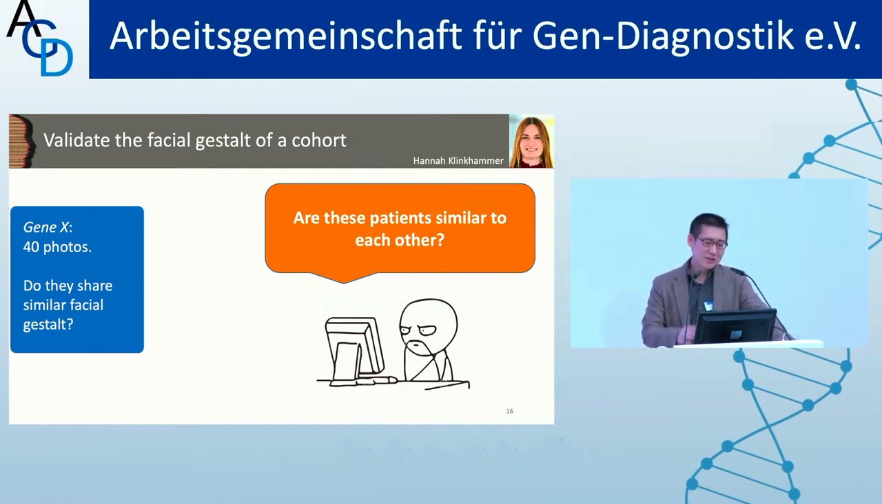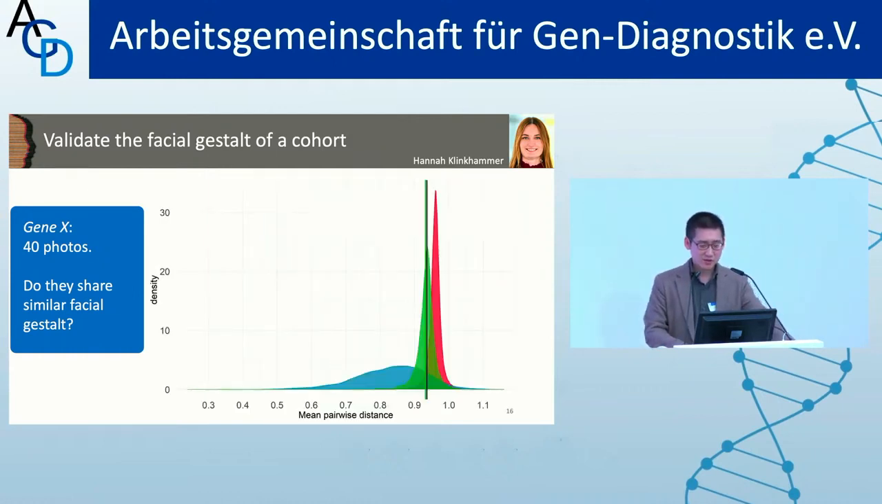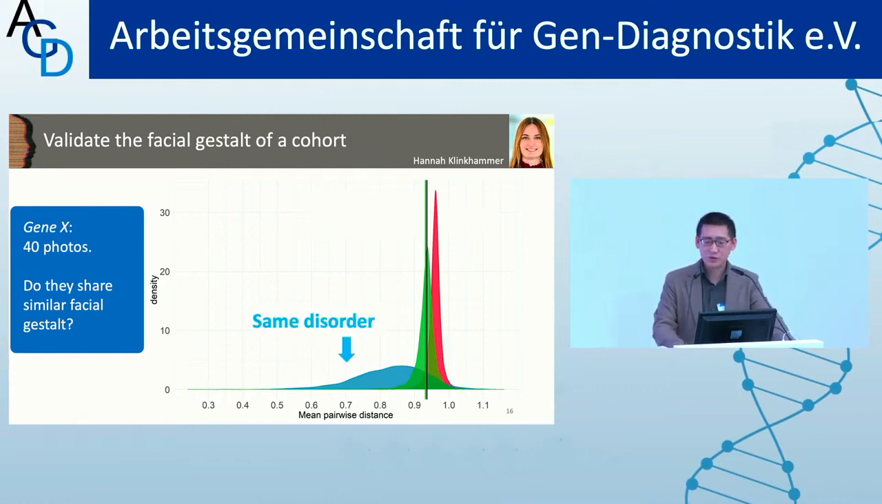So how do we say that these patients are similar? First of all, we try to quantify the distance between the patients, so we plot the distribution of the distance. The first thing we want to show is the blue one, which is the distance between patients with the same disorder. For example, we randomly select 10 patients of Cornelia de Lange, then we calculate the distance between them. Another example is to randomly select 10 patients of Kabuki syndrome, then we calculate the distance between them.